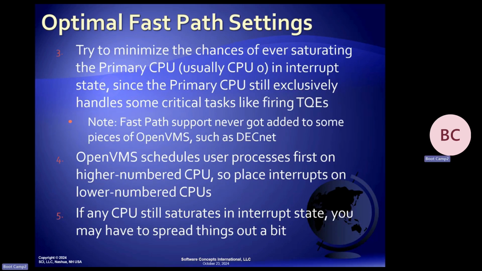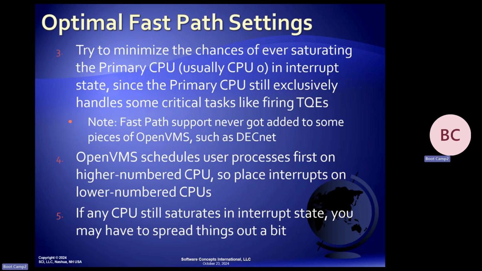We typically try to minimize saturating the primary CPU because, even though we've got fast path to spread interrupt work across multiple CPUs, there are still some functions that the primary CPU is the only one that can handle, like firing off TQEs. If you don't fire off TQEs, you don't send out HELLO packets in a cluster, you'll get CLUEXIT bug checks, this sort of thing. There are bad things that happen when the primary CPU gets overloaded to the point of saturation in interrupt state. So we don't want that to happen. It doesn't mean that the primary CPU can't handle some interrupt state work, you just don't want to saturate it ever, okay?